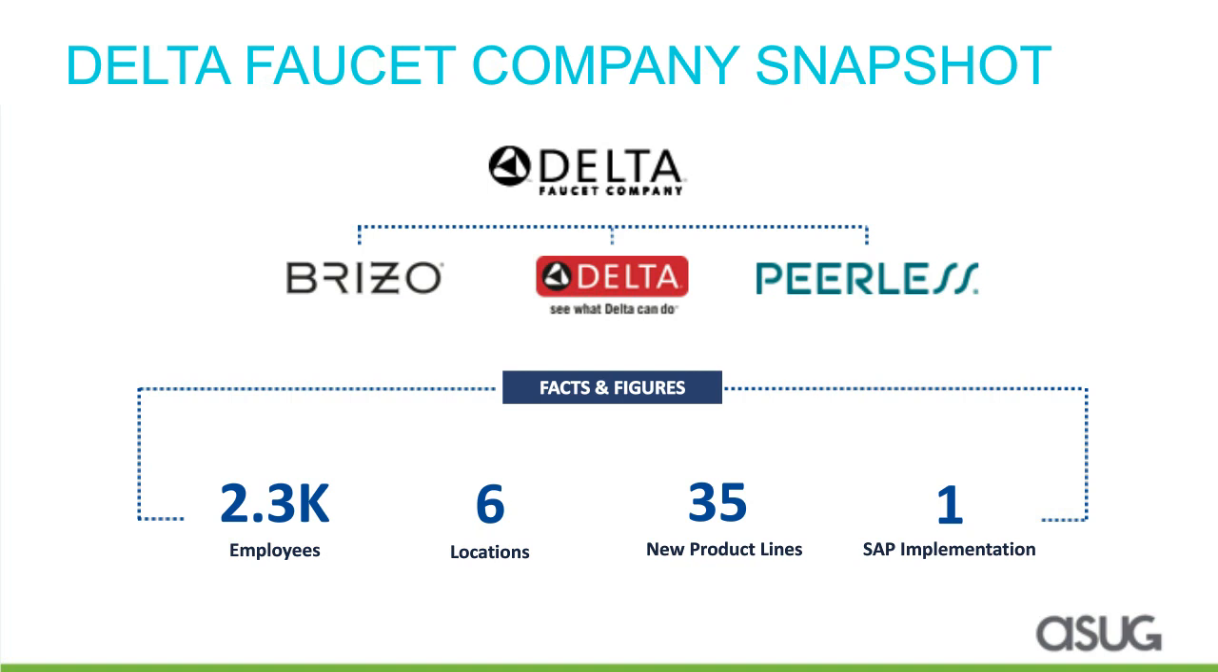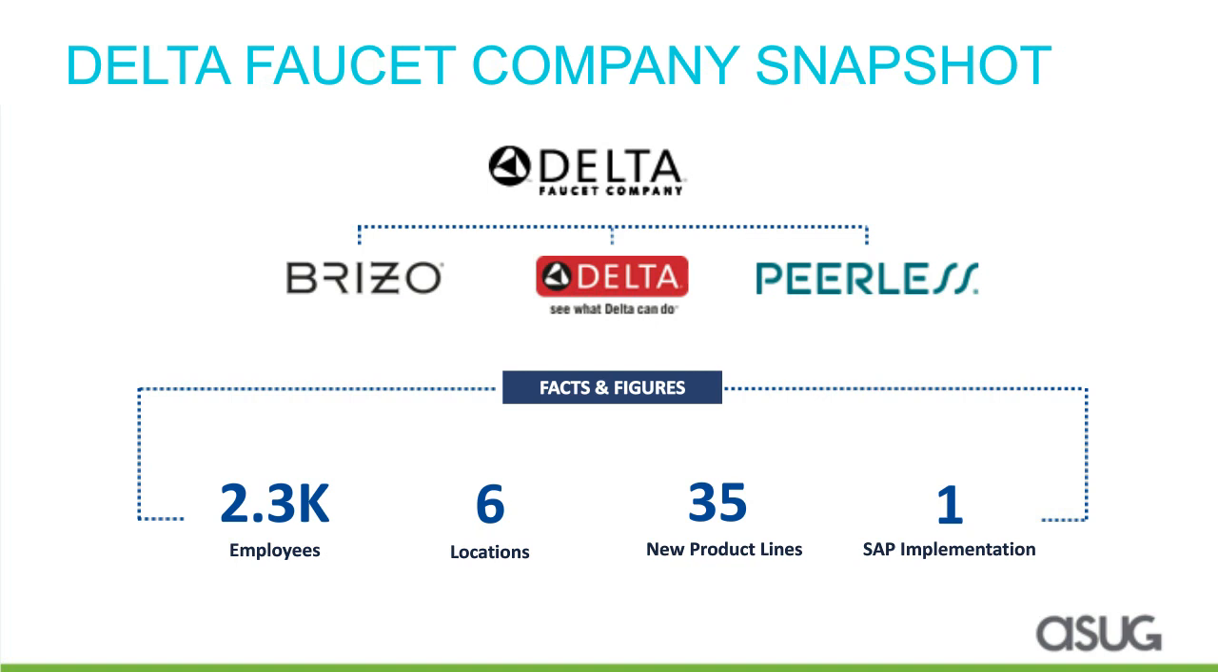We currently employ over 2,000 folks across the United States and many parts of the globe. We're headquartered in Indianapolis, Indiana. We have 5 locations in the United States and 1 internationally. From a product roadmap perspective, we roll out about 35 new product lines each year, and we've just gone live with our first SAP implementation. From a product category standpoint, we play in many different categories related to water management, most notably faucets, but also shower heads and various other items around the kitchen and bath.